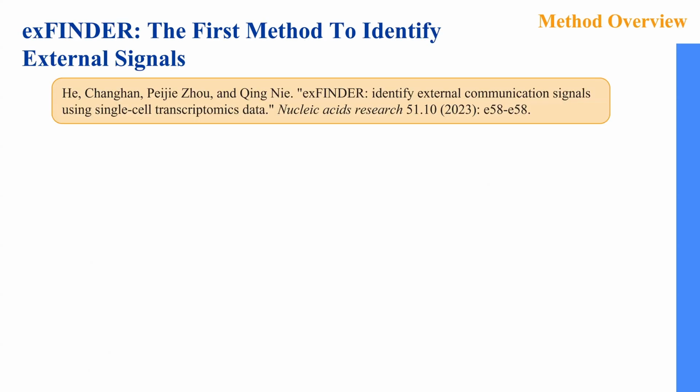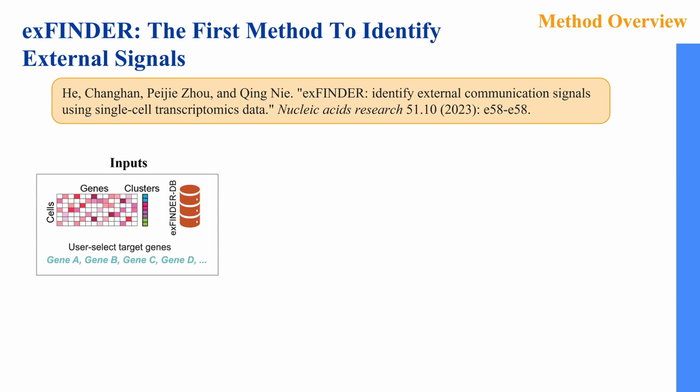So this method we call exFINDER. It's the first method to identify the external signals. It was published last year, and it's written in R. It's an R package. So the basic overview of the workflow of this method, we have the input.